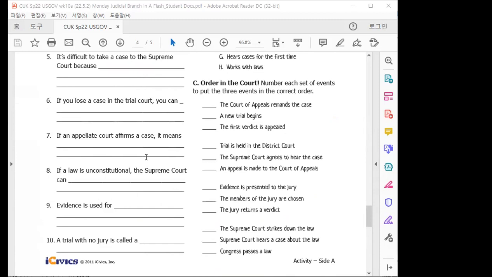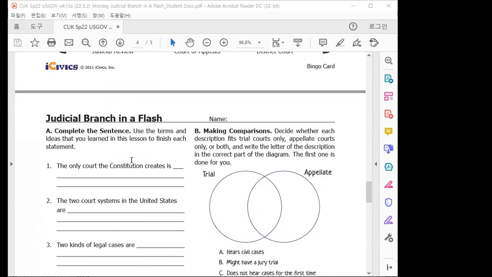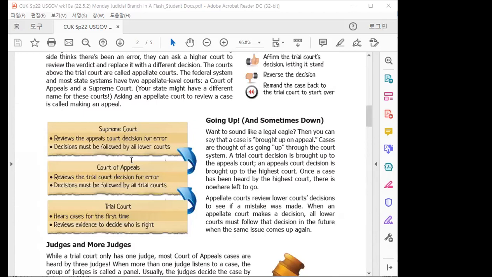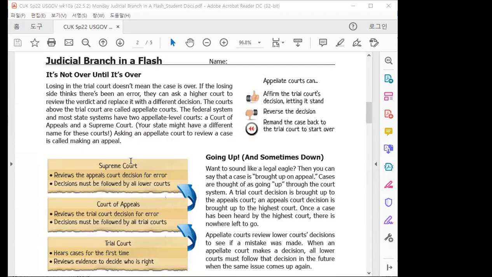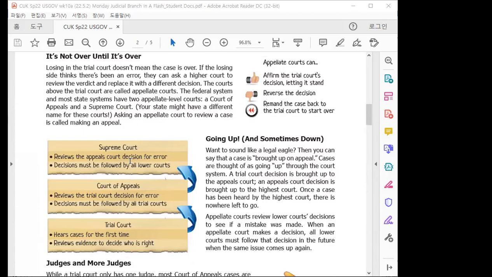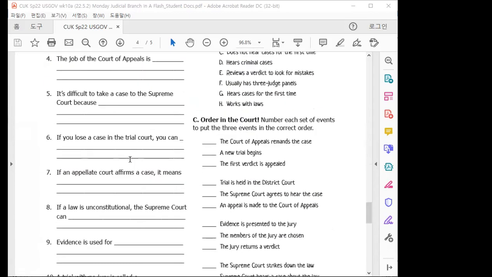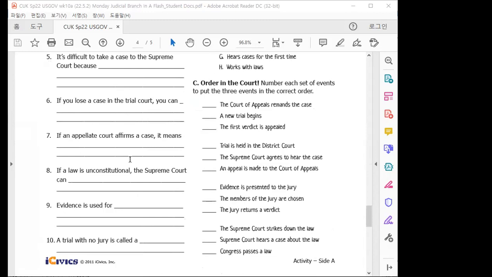And 8, if a law is unconstitutional, the Supreme Court can... anyone? Micah, Chojin? I don't know the answer to that one. U.S. Court of Appeal. Okay. Reviews the case. Can review it.